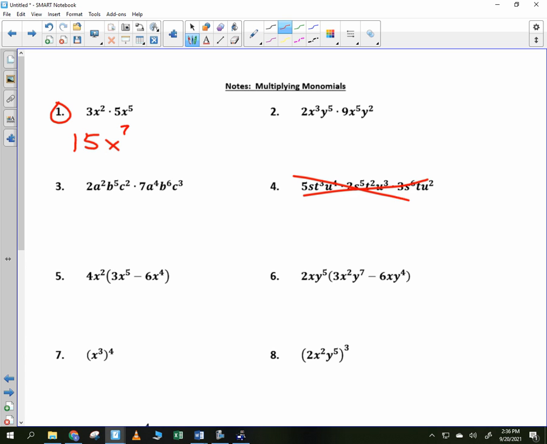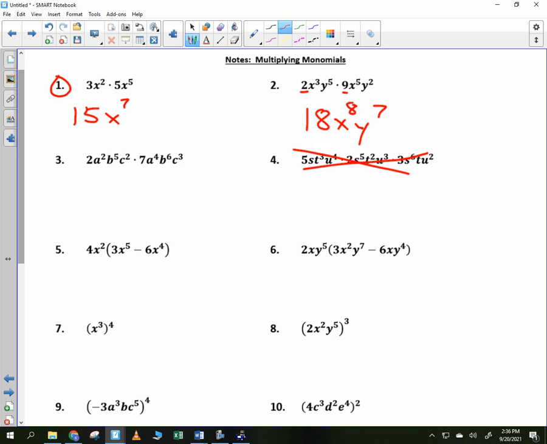If you look at number 2, again, the 2 and 9 are what we call coefficients. The coefficients, you do whatever you're told to do. So it says multiply. So 2 times 9 is 18. But the exponents we will add. 3 plus 5 is 8, and 5 plus 2 is 7. So 18, x to the 8th, y to the 7th.